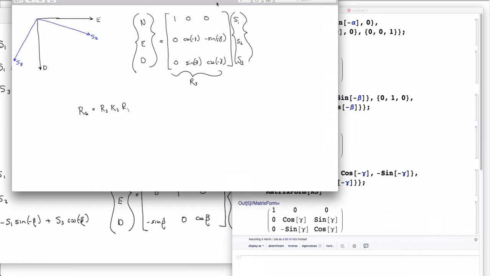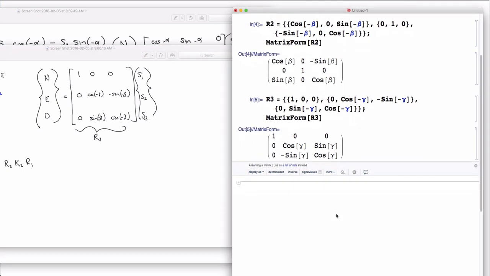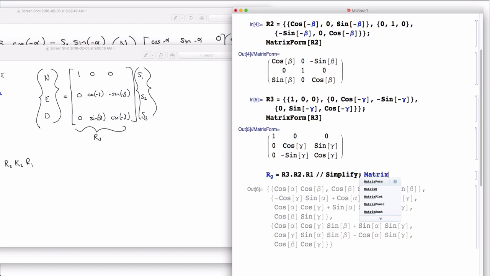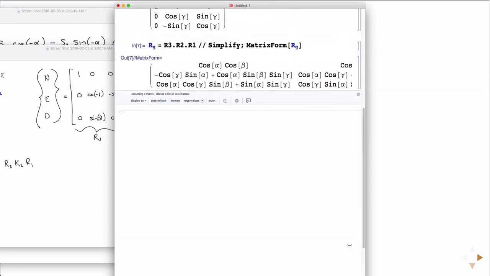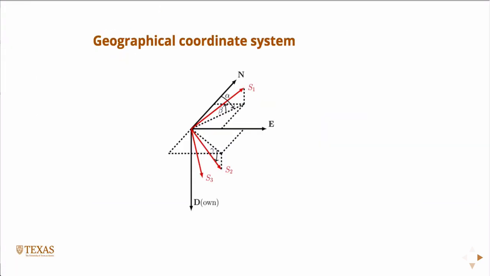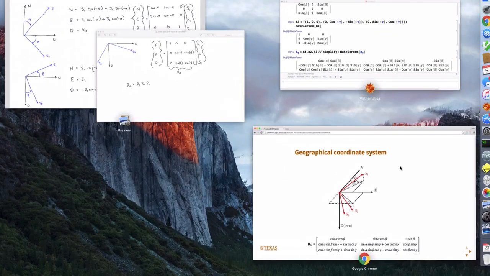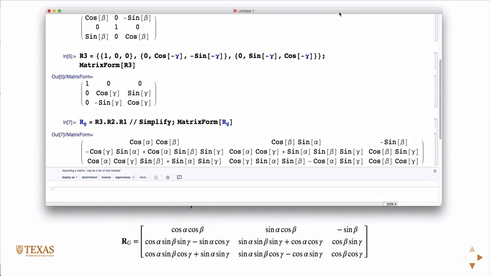Okay, so there's the R3. All right, so then R sub G is equal to R3, R2, R1. So there's the result. There's the result I gave you, and that's where it came from.